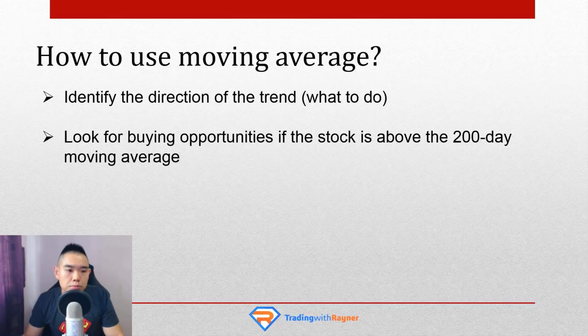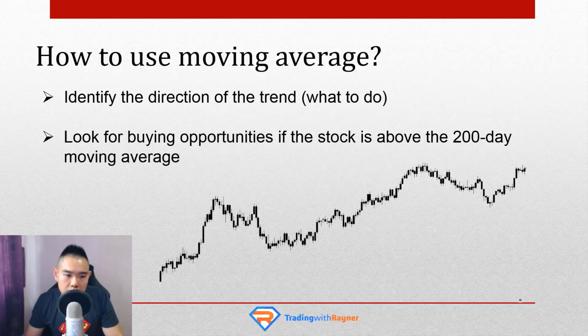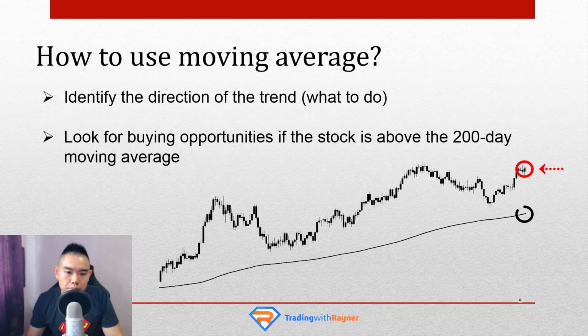So for example, you pull out your chart and let's say the price goes up, goes down, goes up, goes down, goes up, goes down. What you want to do is overlay this with a 200-period moving average, which will look something like this. So very simple. If the price is above the 200-day moving average, what you want to be doing is to tell yourself, Rayner.